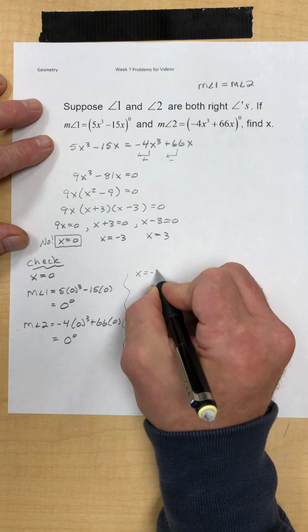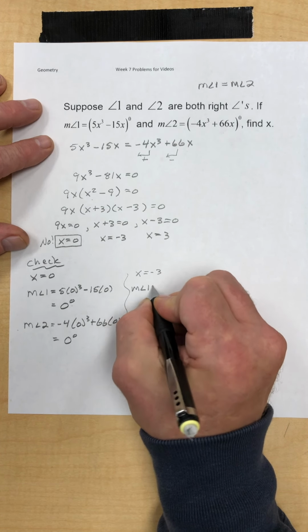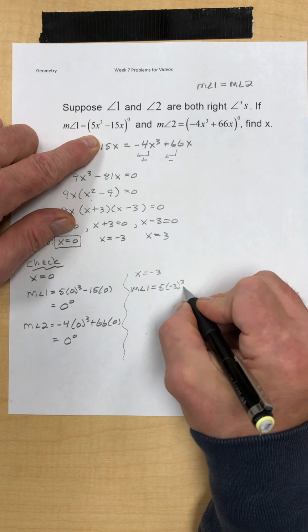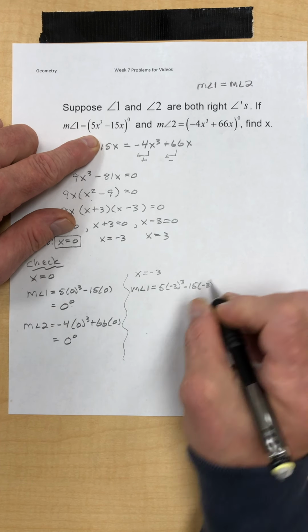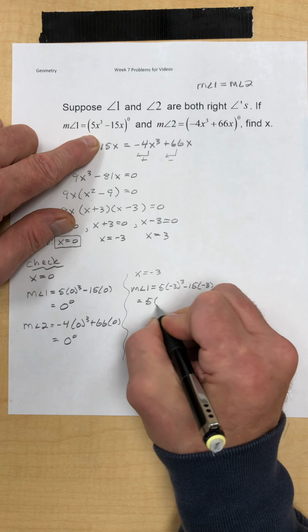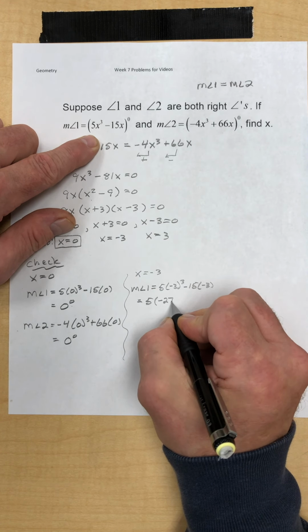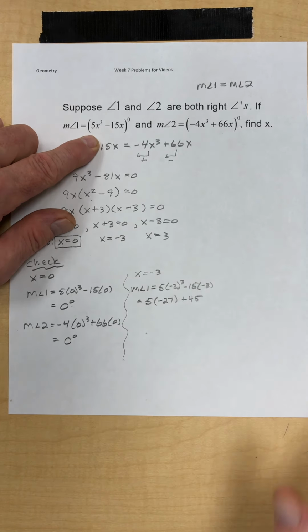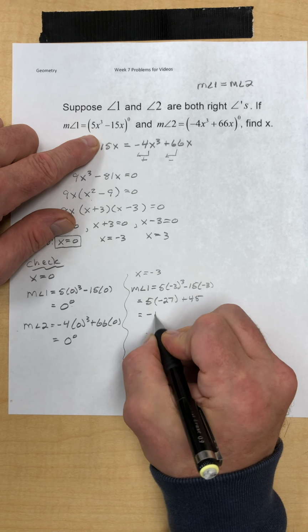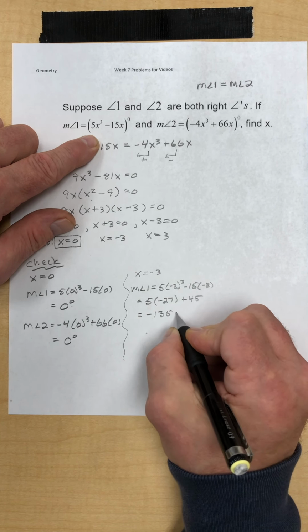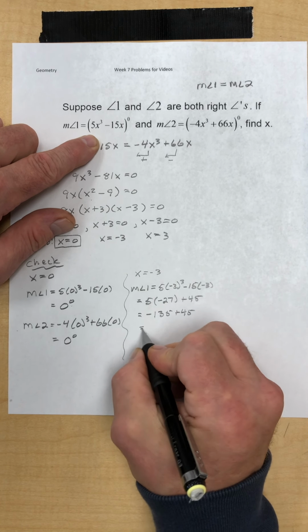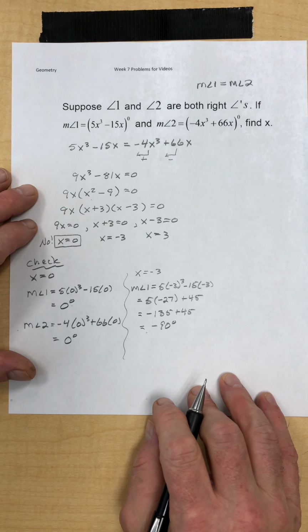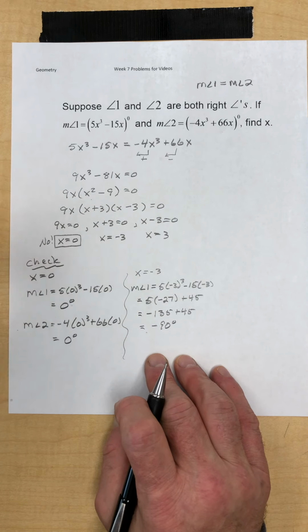Let's check x equals negative 3. So I say the measure of angle 1 equals 5 times negative 3 cubed minus 15 times negative 3. Okay, so that will give me 5 times negative 3 to the third power, which is negative 27, and then negative 15 times negative 3 is positive 45. So I'm going to get a negative 135 plus 45. That gives me a negative 90 degrees. Right now I should be thinking something's wrong, because we don't have negative angle measures.